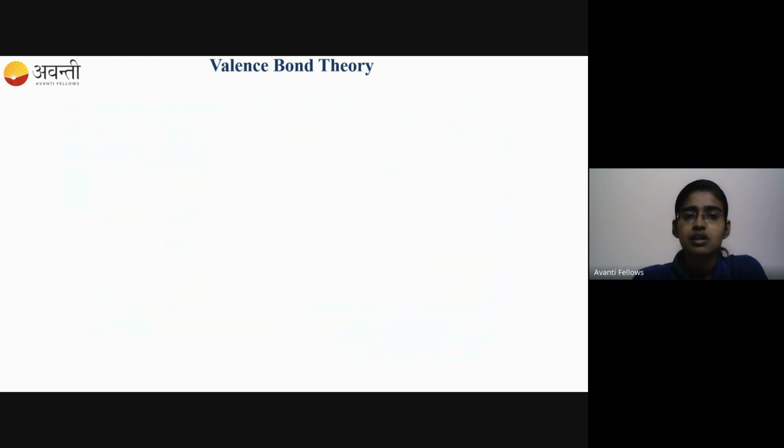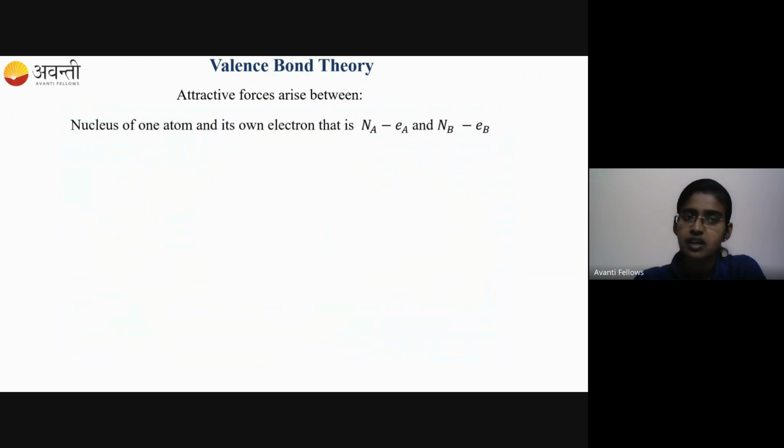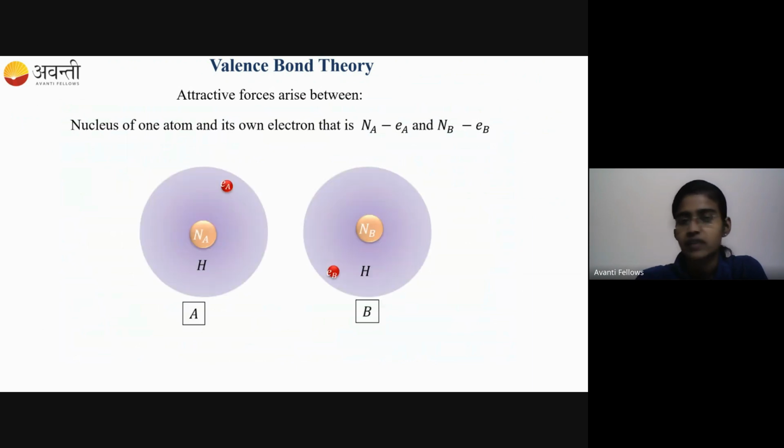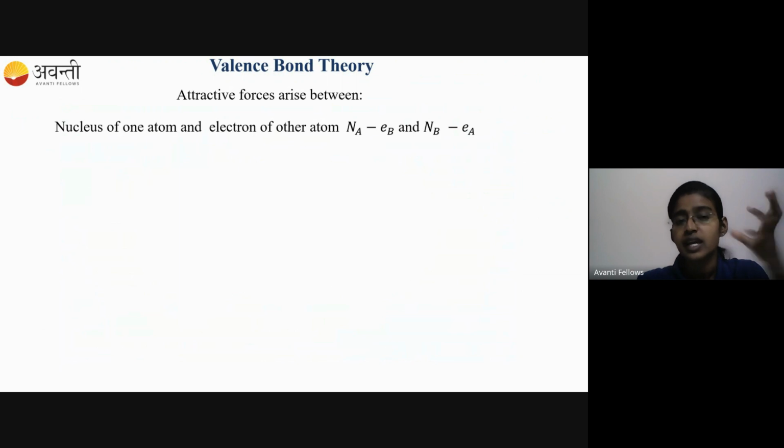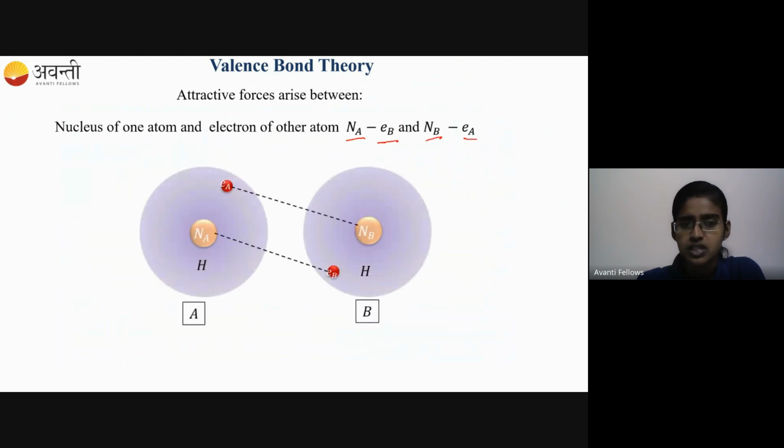Now, there are two types of forces existing in this. One is attractive force. Attractive force arises between the nucleus of one atom and its own electron. Now I have taken two atoms, A and B. Atom A has the nucleus and it has one electron. The nucleus is positively charged and the electron is negatively charged, so there is some force of attraction. In the second case also, there is some force of attraction. In the same way, attractive forces also arise between the nucleus of A and the electron of B, and the nucleus of B and the electron of A. This is also a kind of attractive force because they are opposite charges. So two different types of attractive forces are arising here.